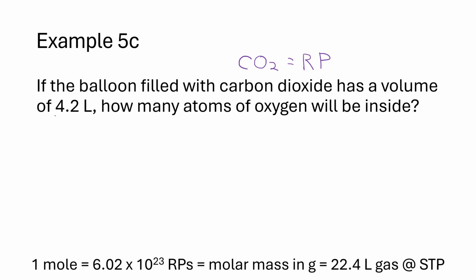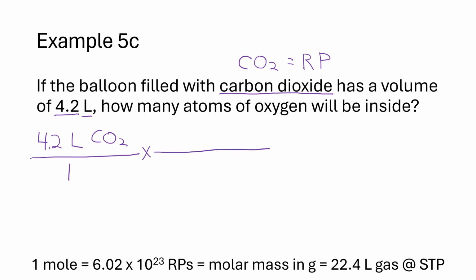So we're going to start once again with our number, our unit, and our chemical, being careful that we're talking carbon dioxide to begin with. So 4.2 liters of carbon dioxide over 1. And now this next step is going to be exactly like what we did on the previous problem. We need to put liters of carbon dioxide down here in the bottom. And we've got 22.4 liters from our mole conversions.